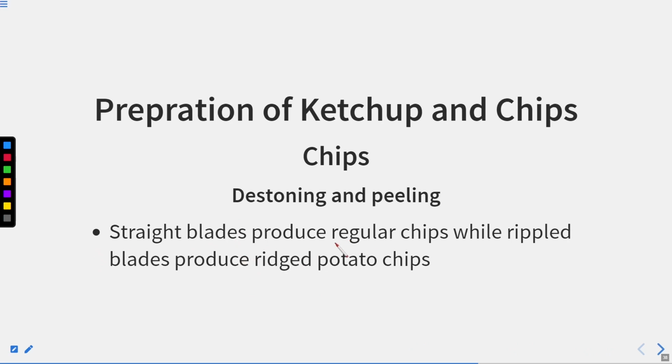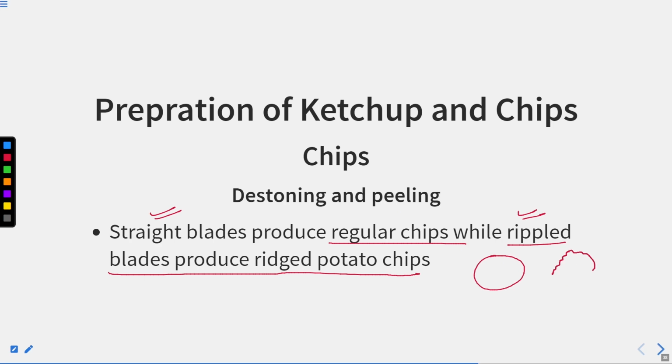Straight blades produce regular chips, while rippled blades produce ridged potato chips. So we have two different types of chips, flat ones and ones having ridges like this. For making this type of chips, we use straight blades for the regular chips, and rippled blades that produce ridged potato chips. So two types of chips, regular chips and ridged potato chips, are made according to the blade that we are using.